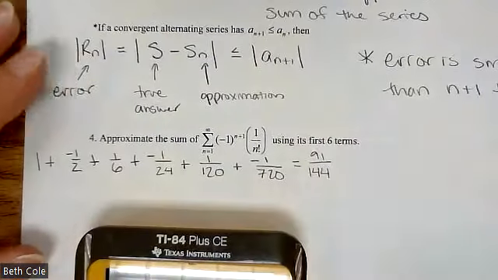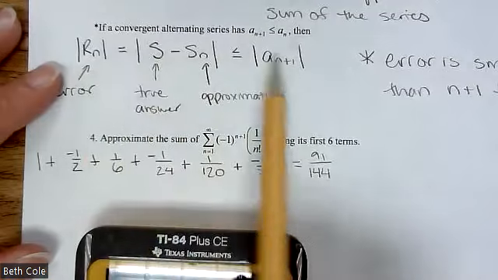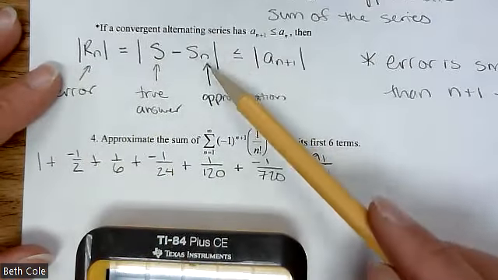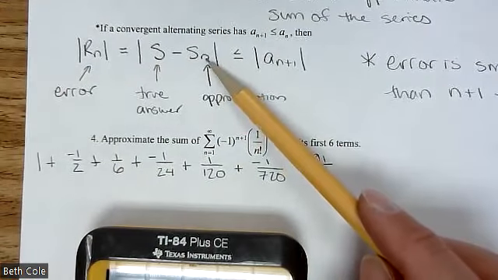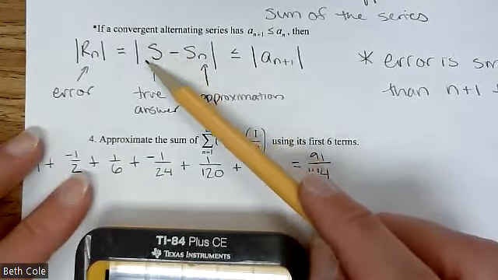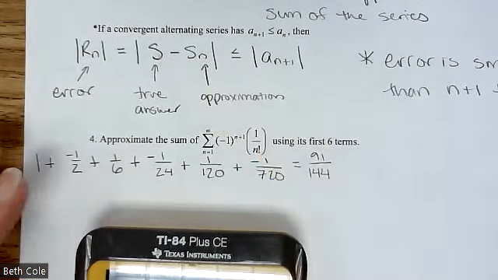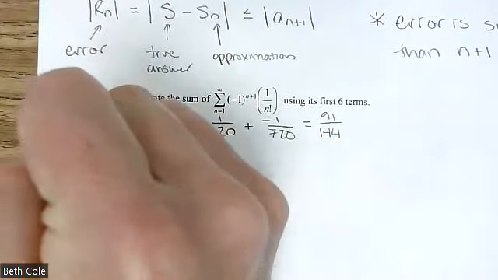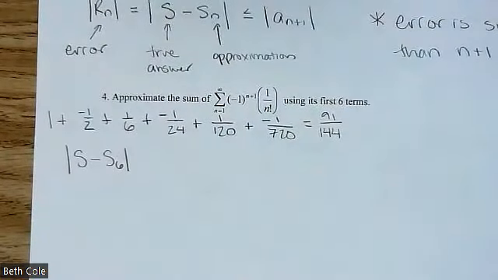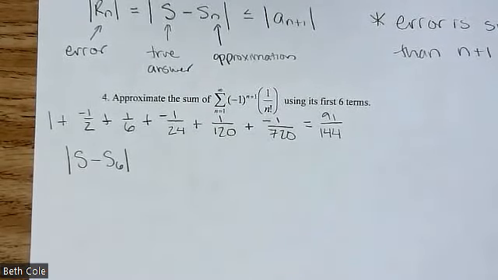So out of everything I wrote up here, which thing did we just find? We found S sub n. We summed up, and n in this case is 6. This is what we're trying to approximate, the actual true answer. So we're going to have the absolute value of S minus S sub 6, because n was 6. And we're saying that that error is going to be less than the next term. So if we added up the first 6 terms, it's going to be smaller than the 7th term. Okay, so let's go ahead and put that in our calculator.